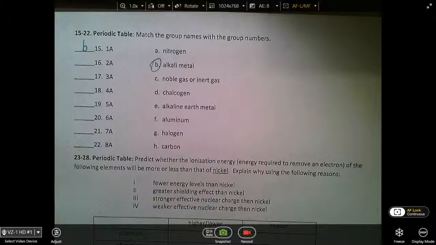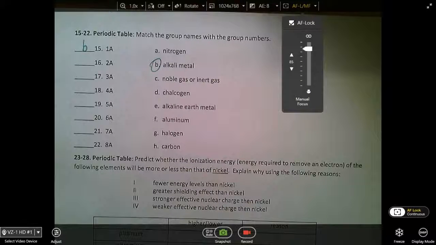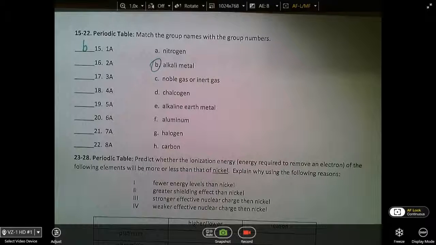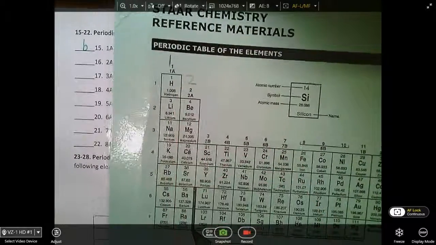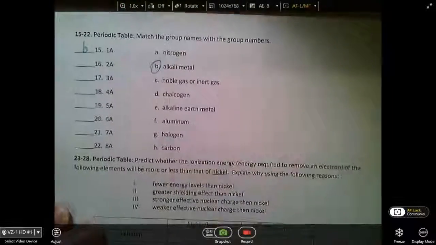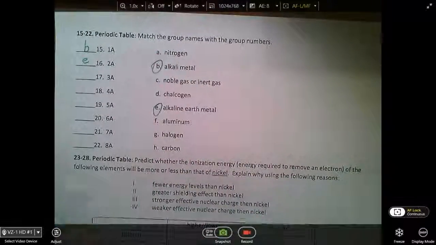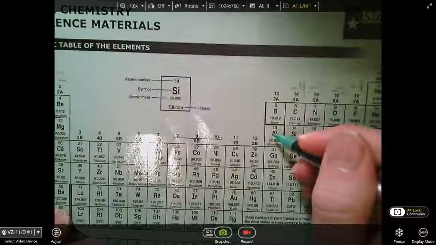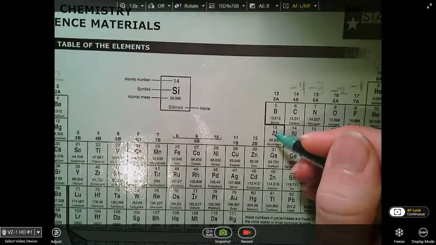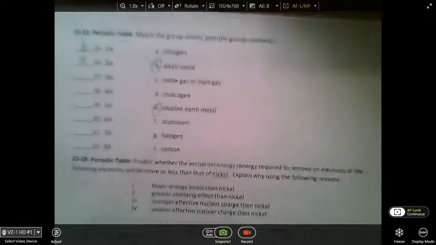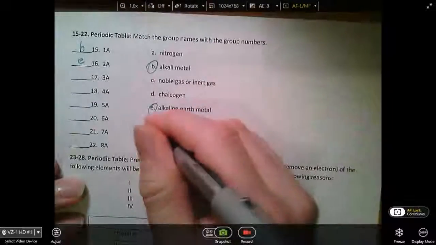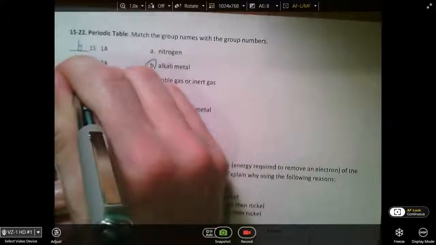And then group 2A, the one right next to it, is the alkaline earth metals. So this group, alkaline earth metals, that would be E. 3A, well, boron and aluminum are at the top. So you look through the options. It's either going to be the boron group or the aluminum group. I see aluminum, so I'm going to put aluminum group.